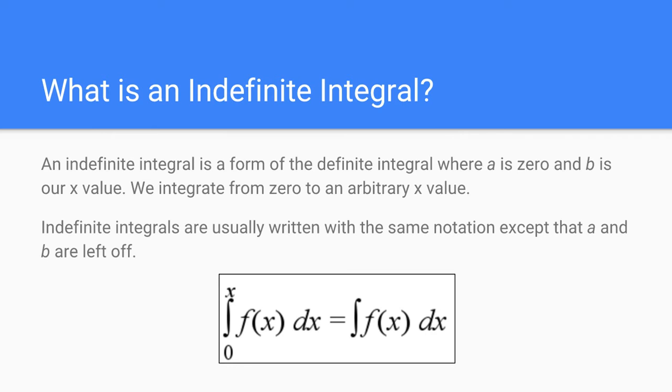Indefinite integrals are usually written with the same notation except that a and b are left off. Here was the form we used before, so I put 0 for a and x for b. But since these are always going to be true for any indefinite integral, I usually just leave them off. So it's just this little squiggle.